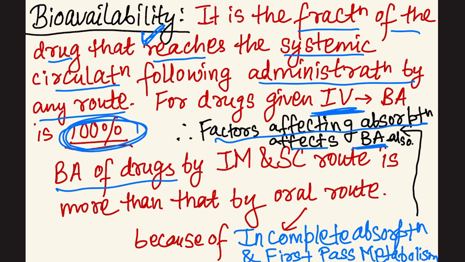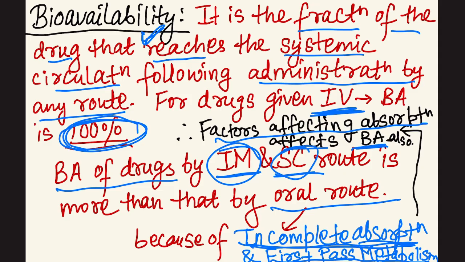And bioavailability of drugs will be less in the case of intramuscular and subcutaneous routes compared to the intravenous route, but here the bioavailability is more compared to the oral route, because in the oral route there can be incomplete absorption of the drug and there will be first pass metabolism, which can be skipped to some extent in the case of intramuscular and subcutaneous routes.